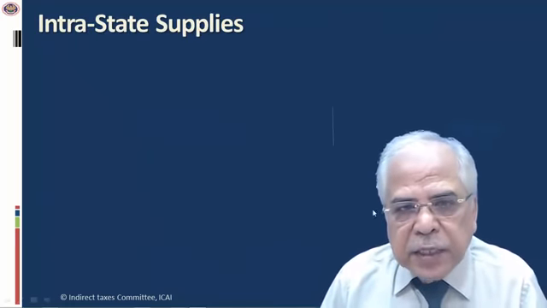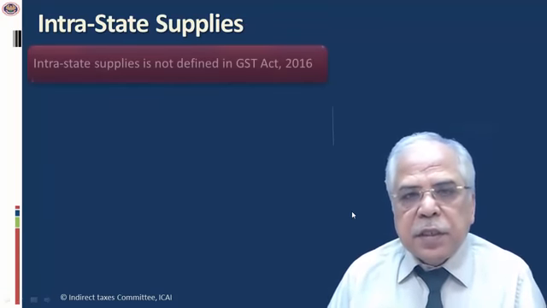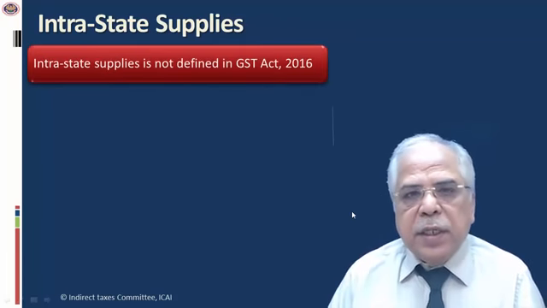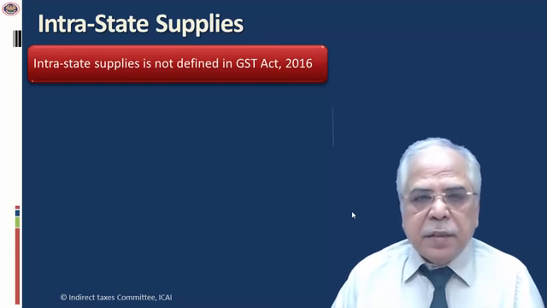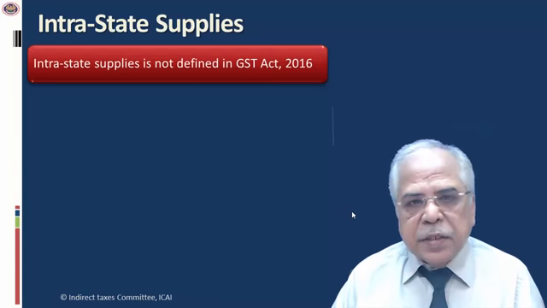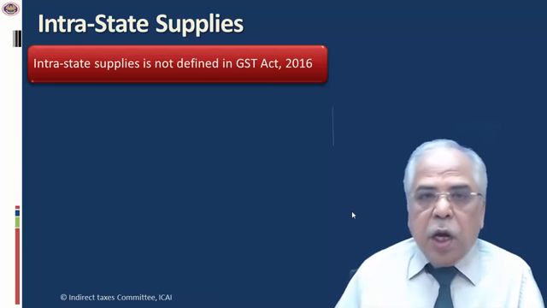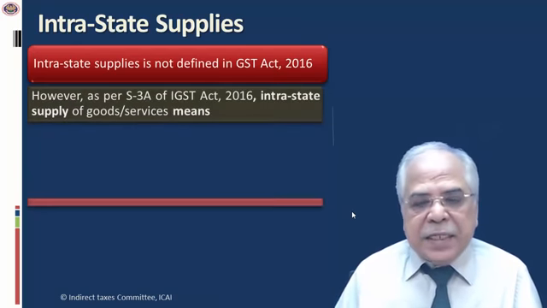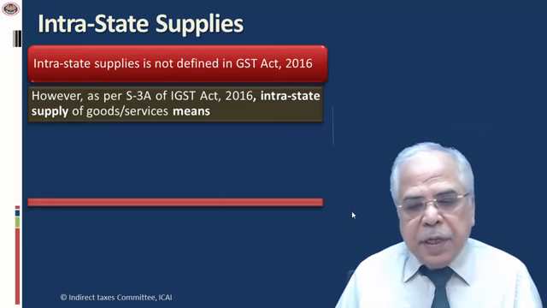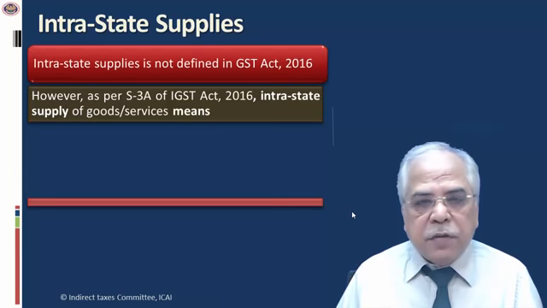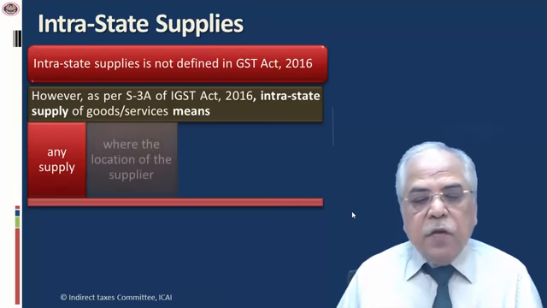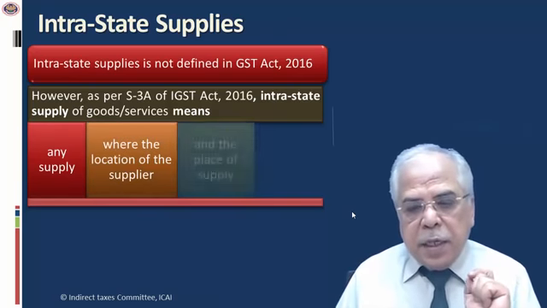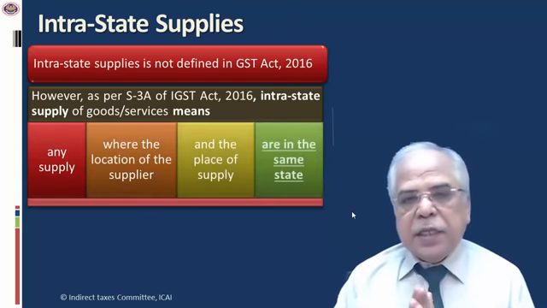Friends, Section 4 of the IGST Act deals with IGST tax on interstate supplies. But today we are going to discuss the intrastate supplies, and intrastate supply has not been defined in the GST model law. However, if we refer to the IGST Act, then Section 3A clearly provides that intrastate supply of goods or services means any supply, either of goods or services, where the location of the supplier and the place of supply are in the same state.